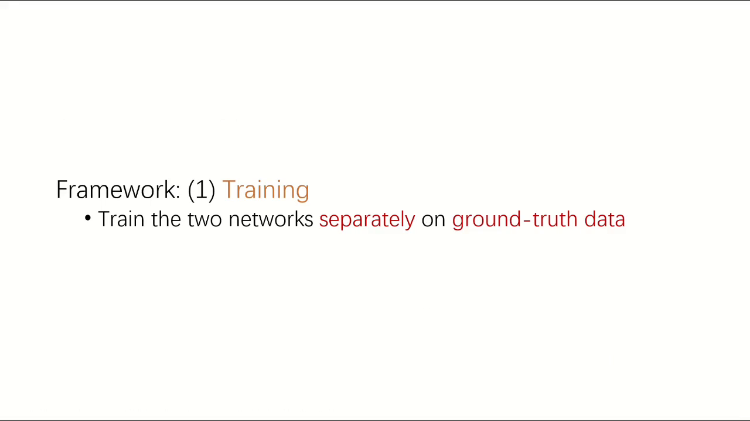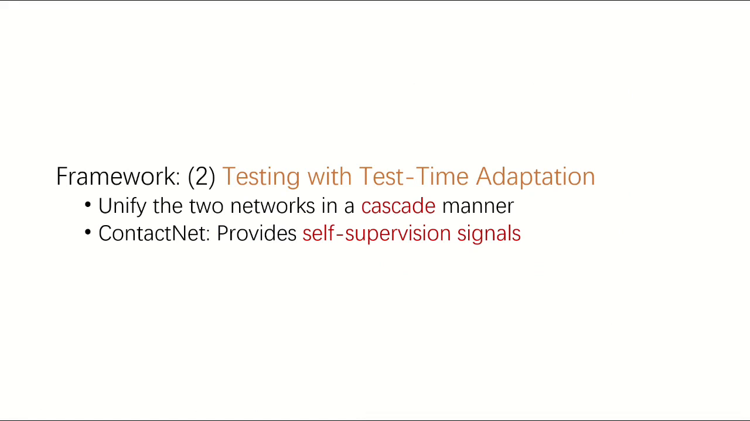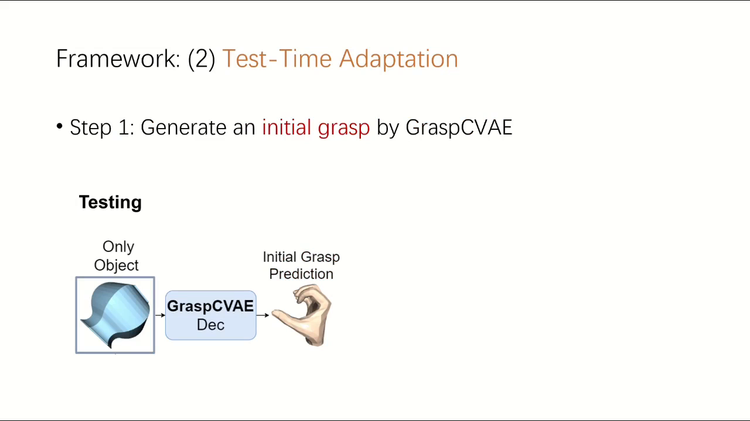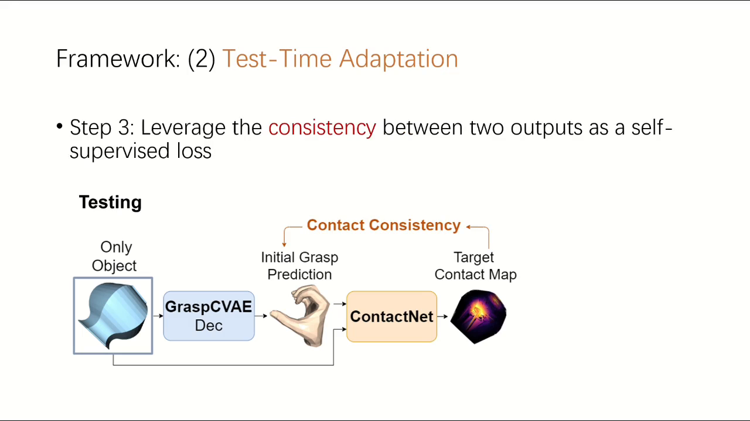In training, we train the two networks separately on ground truth data. Thus, the two networks are parallel in training and will not influence each other. In testing, we proposed a test-time adaptation method for refining the initially generated grasps. We unify the two networks in a cascade manner, and the ContactNet provides self-supervision signals. We first generate an initial grasp. Then we forward the initial grasp and the object into ContactNet to predict a target object contact map. Then we can reason the contact consistency between the two outputs.